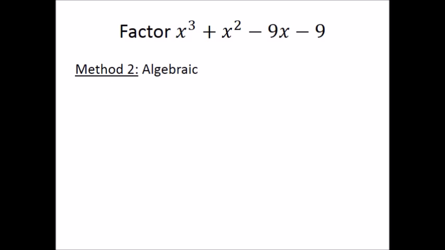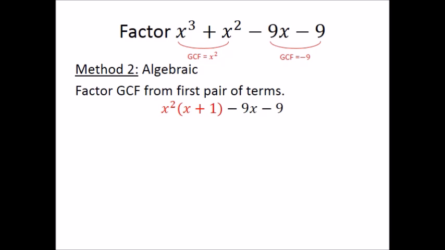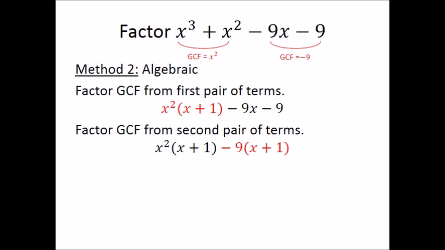Now I'll factor the same expression using the algebraic method classically called factor by grouping. Start by grouping the terms into pairs and finding the greatest common factor of each. I'll factor the x squared out of the first two terms and the negative 9 out of the last two terms. The expressions in the parentheses should match.